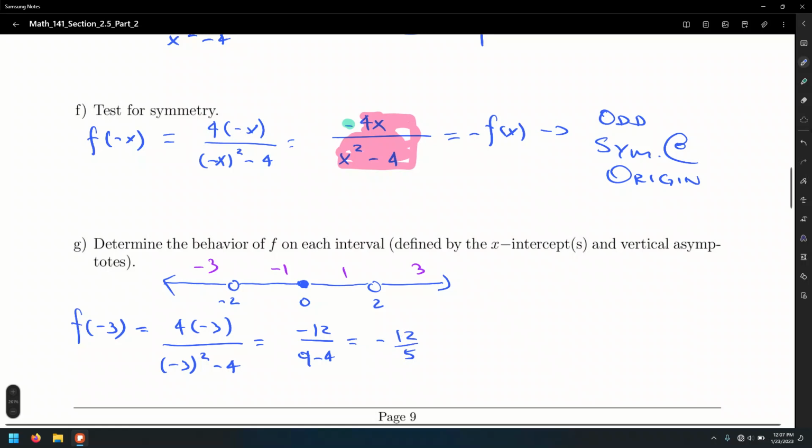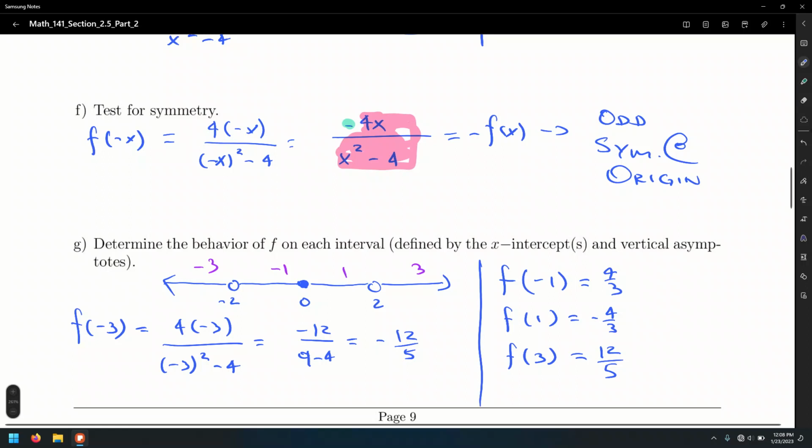And we would do the same thing for the other test points. I'm just going to write the results. I mean, I'm not going to take the whole lecture plugging in values, I think you know how this works, right? I'm just going to do one for every single exercise. So f of -1 results in 4/3. F of 1 equals -4/3. And f of 3 equals 12/5.